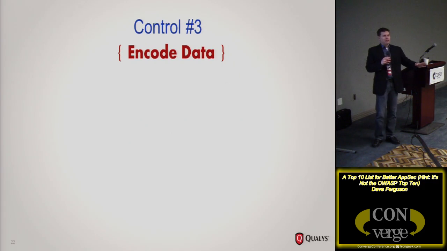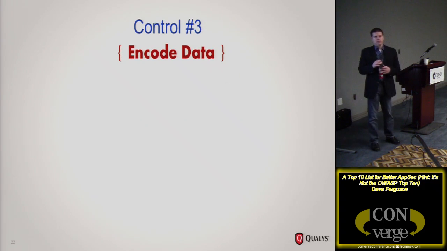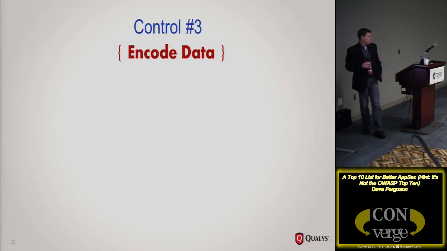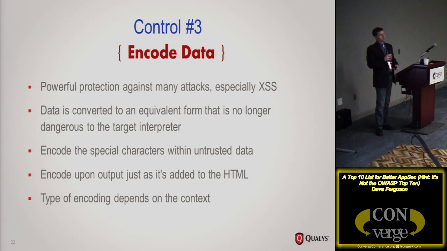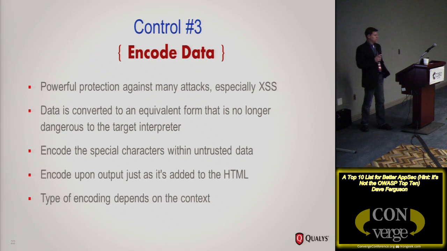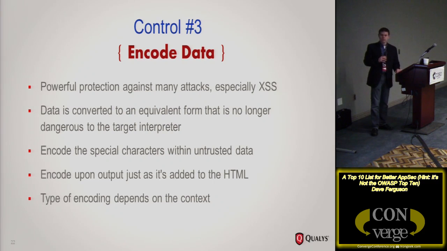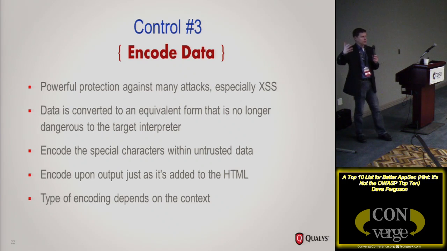So the next step in making sure data is safe to use would be to encode data. So that's control number 3. This is going to give you powerful protection against many attacks, especially cross-site scripting. This is where the data is converted to an equivalent form that's no longer dangerous for the targeted interpreter, whether that interpreter is a browser or a database.